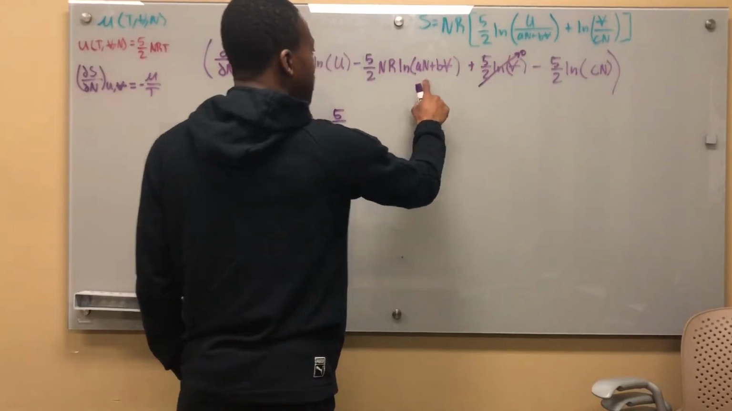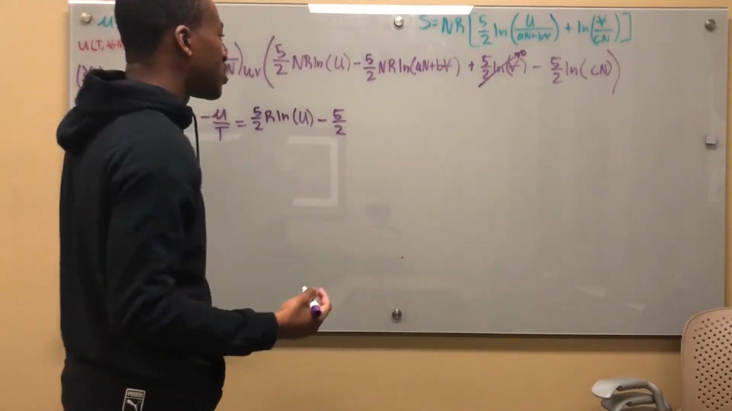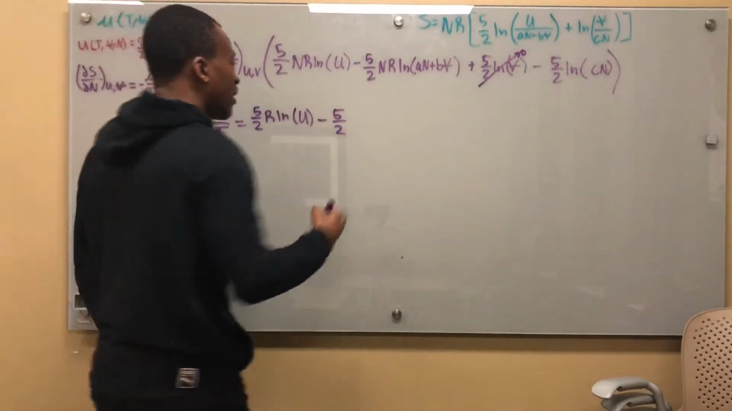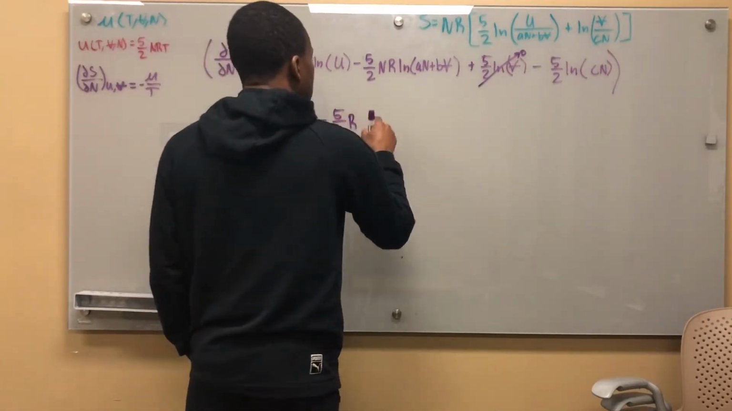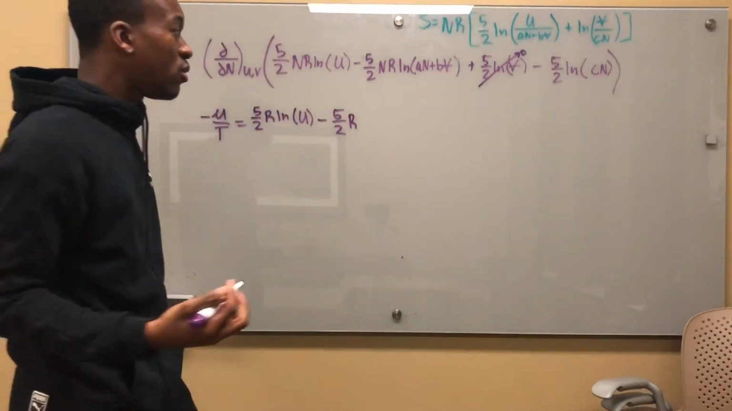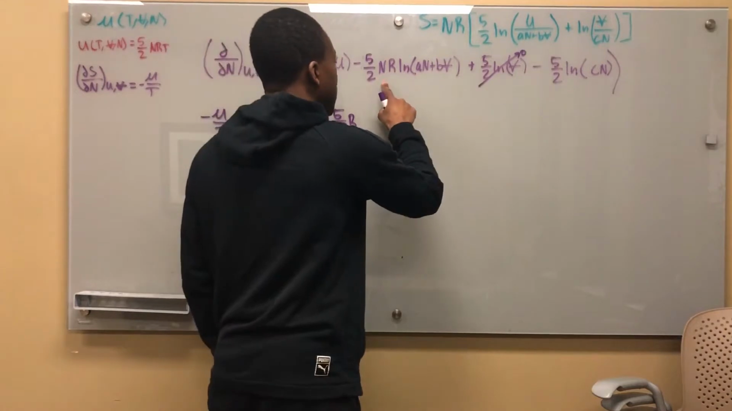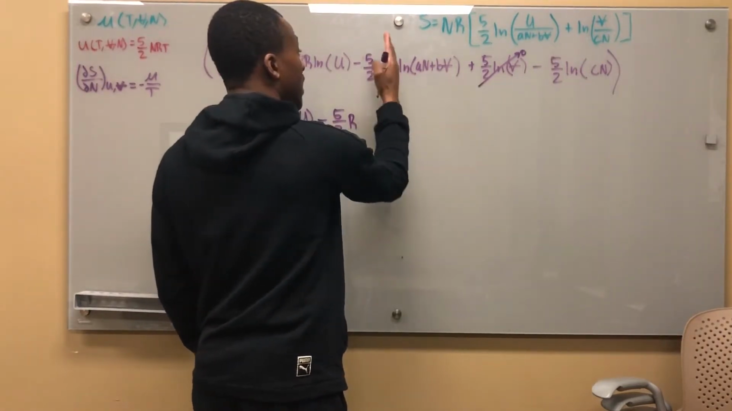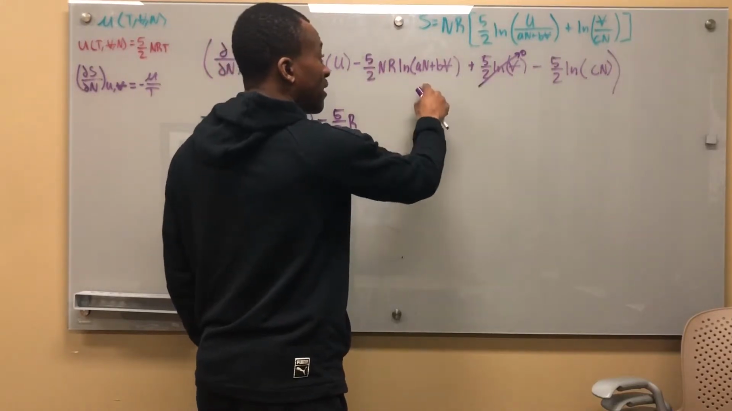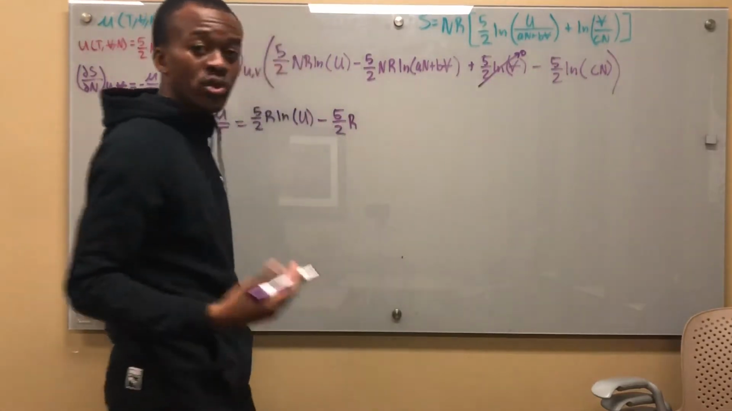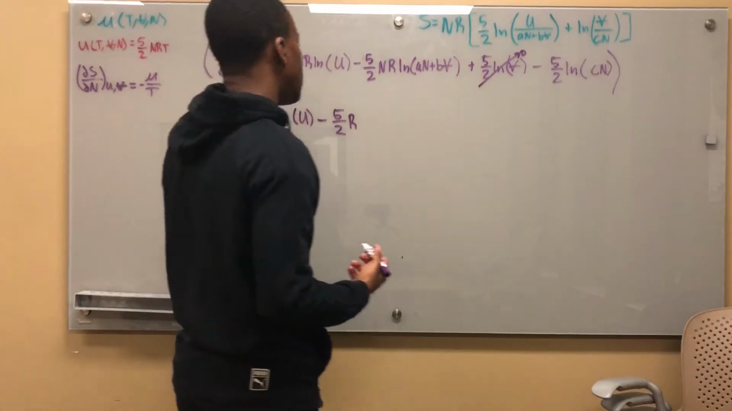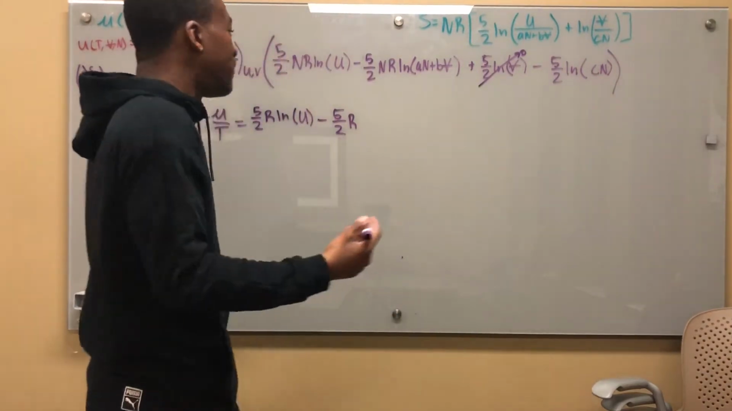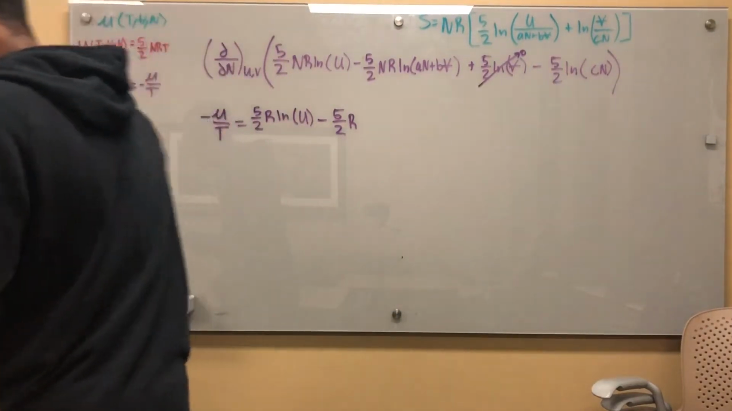Well, no, this inside has an n also, right? So I'm gonna pull out everything that I know is a constant, and then we sort of have to do product rule for this, okay? Because I can already see an n. This is 5 over 2 times r. That whole thing times n ln of an plus bv. So I have to do product rule. Let me write that down.